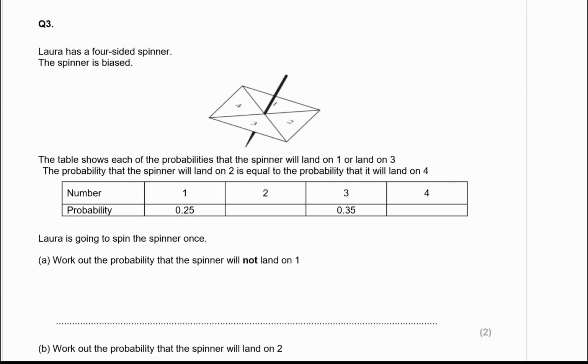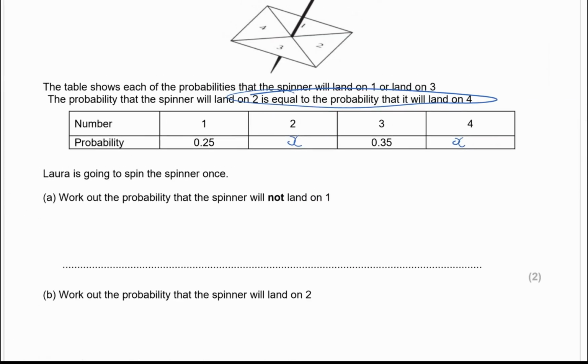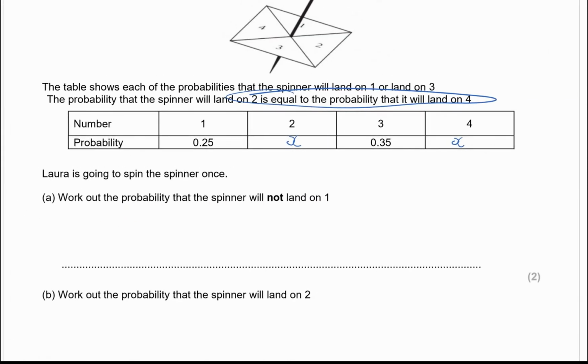Next, same idea again. There is a 4-sided spinner. The spinner is biased, meaning it's not fair, and we are told the probability it will land on 2 is the same as it will land on 4. In terms of algebra, we can write both of these as x. To answer this question, I'm going to work out what x is. So I know 2 lots of x plus these two probabilities, which add up to 0.6, must equal 1. Again, probabilities always add up to 1. We then solve this to work out that x is 0.2.